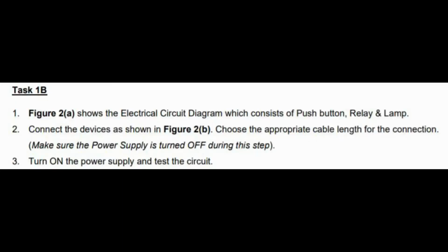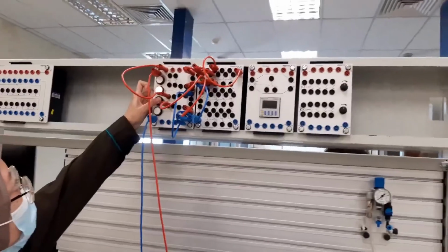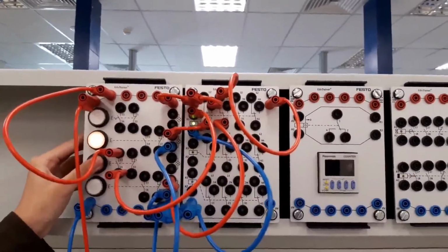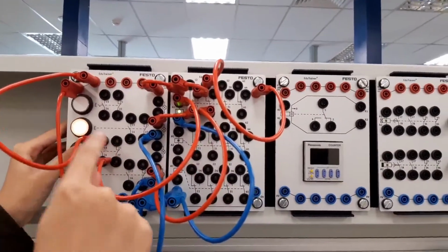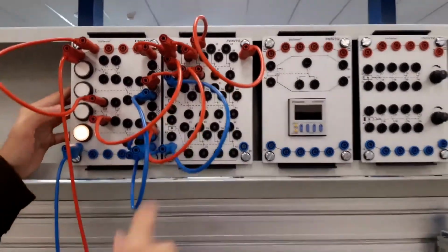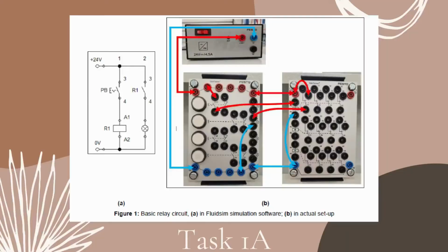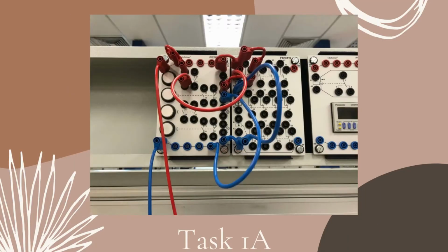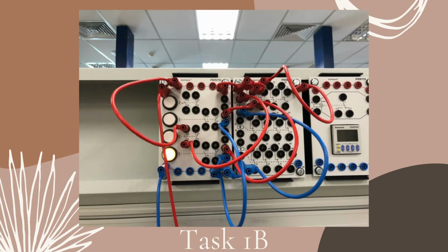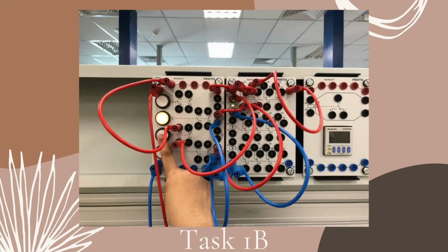Next, we move to task 1, part 1B. Firstly, turn on the power supply. This is the lamp. The push button is normally closed. Then we depress the push button, the lamp will turn on. This one is the circuit for task 1A, and this one is the circuit for task 1B. This is before and this one is after.